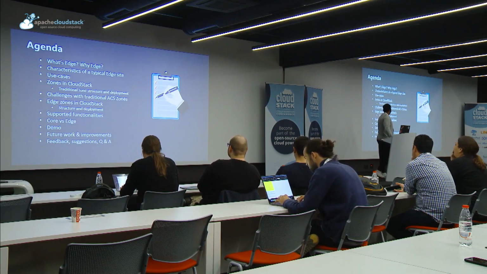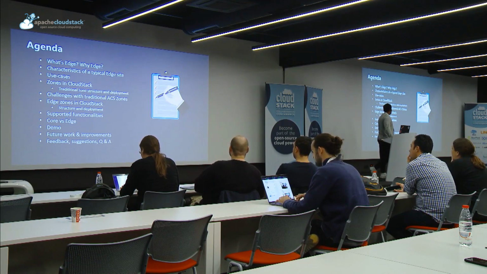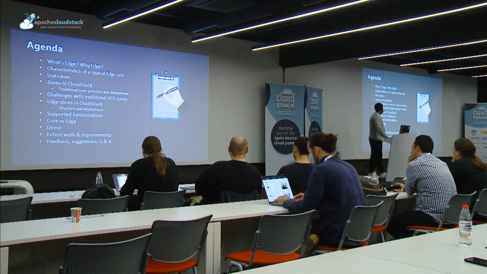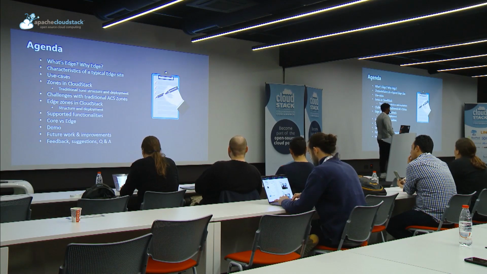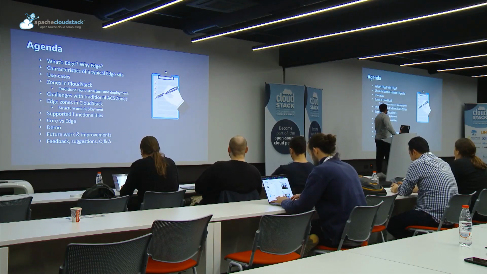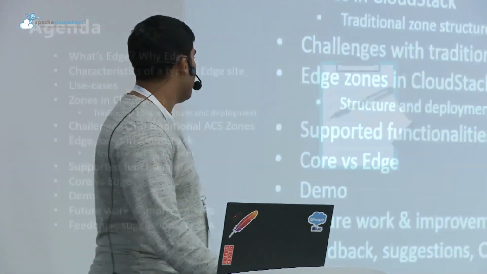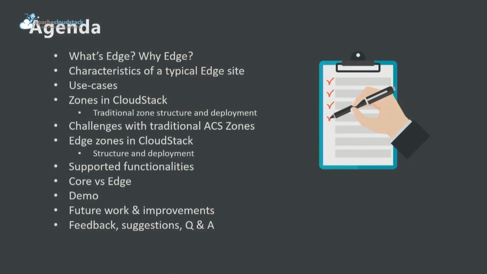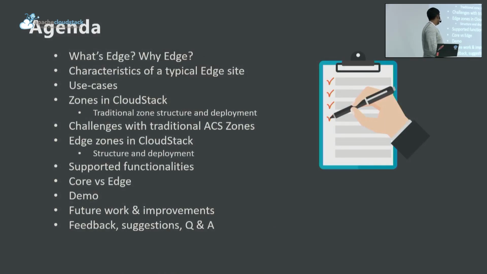We will be discussing first what's edge, why it is needed, some typical characteristics for it, and some use cases which will be quite important for going forward in terms of cloud computing. Then we will see what zones in CloudStack are, although I think everyone might be having that idea. Its structure and deployment, and the challenges with traditional CloudStack zones that make them not that suitable for edge deployment. Then the edge zones in CloudStack, their structure, how they are deployed.